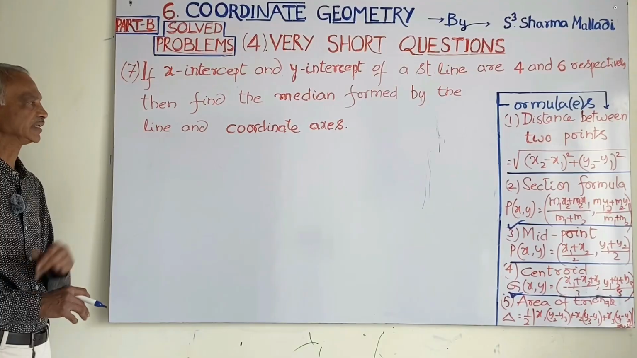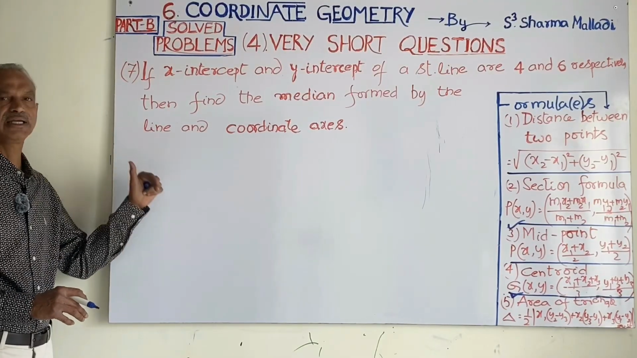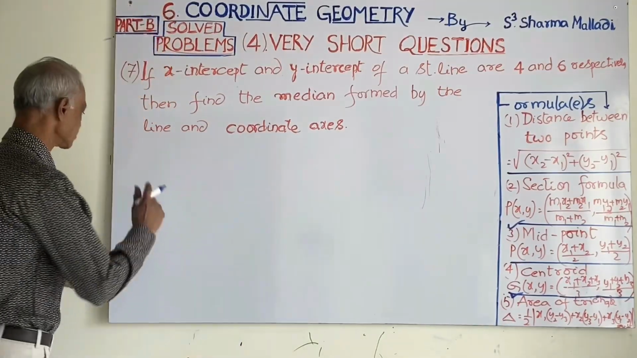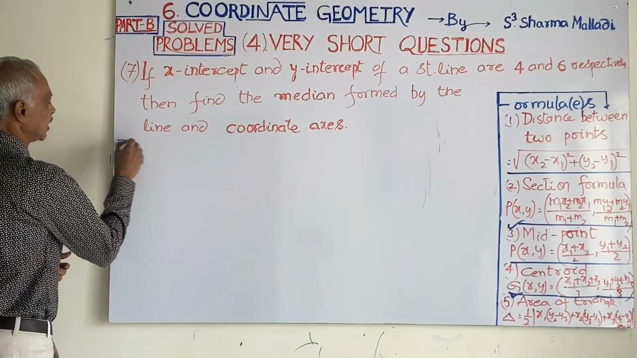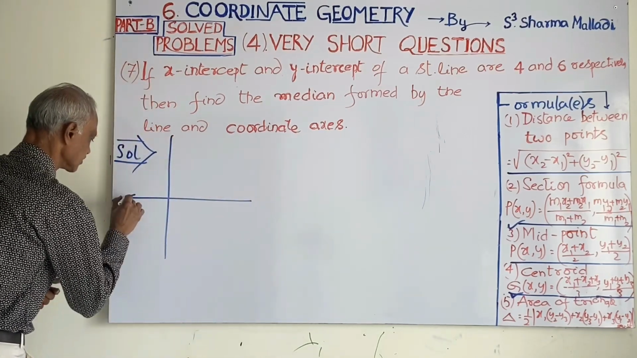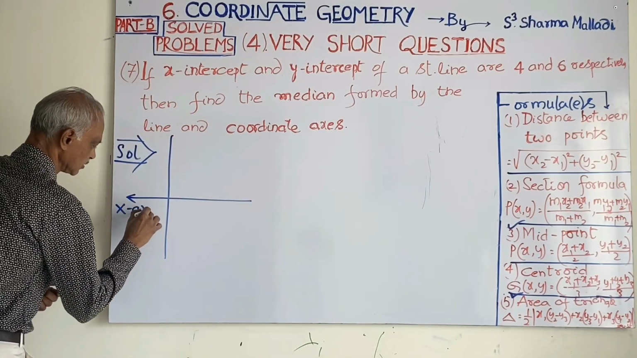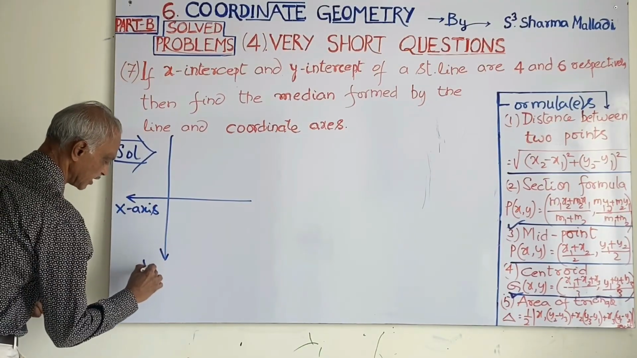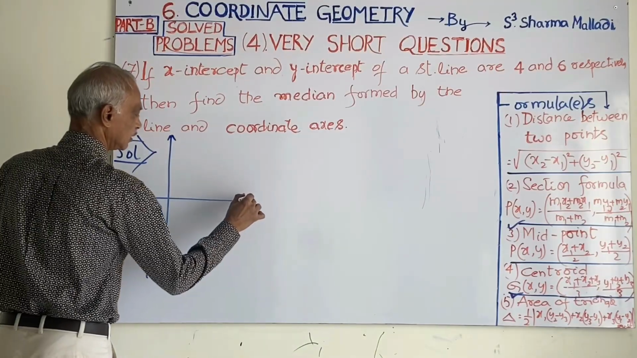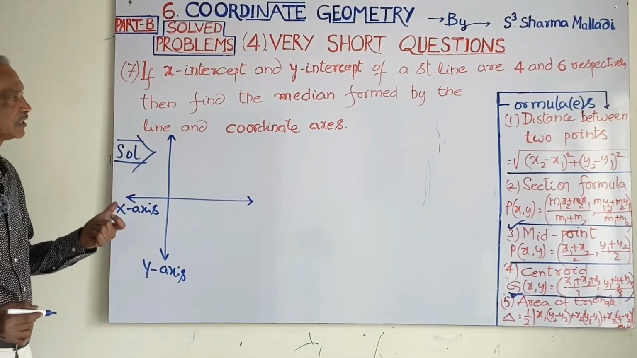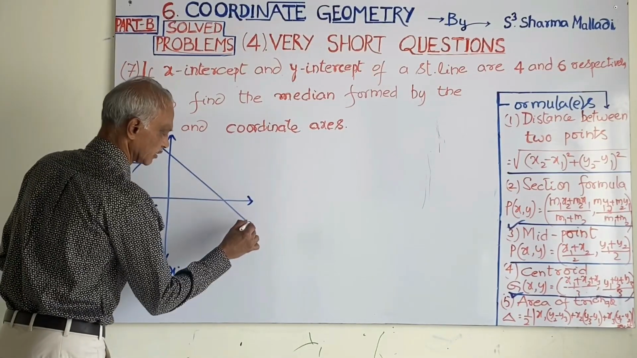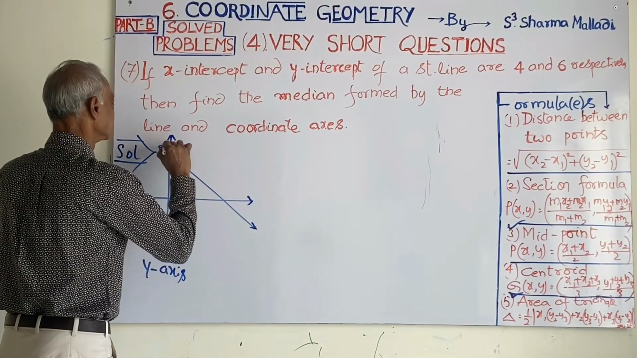median formed by the straight line and the coordinate axes. Coordinate axes means the x and y axes. First, draw the diagram. This is the x axis and this is the y axis. The x-intercept is 4 and the y-intercept is 6. You draw a straight line.